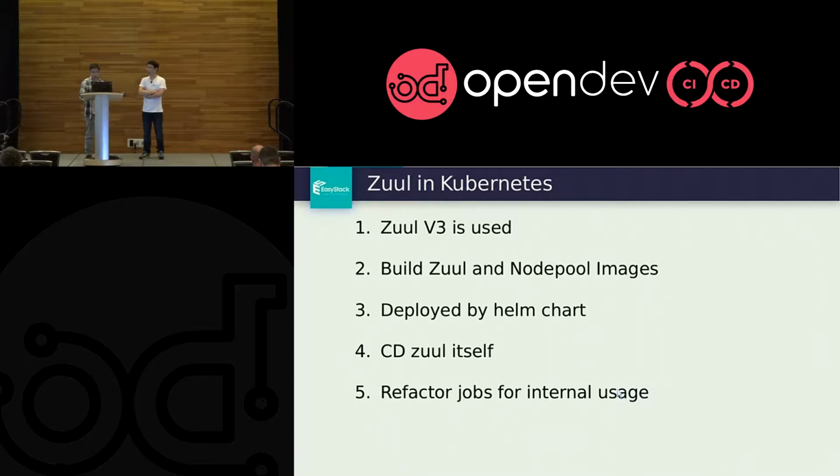Except project config, there are lots of jobs in Zuul jobs and OpenStack Zuul jobs. Most of these jobs are not used in our internal service. So we built our local project which contains all the jobs that we need, and we refactored some upstream jobs, and we developed some local jobs to support our CI/CD.